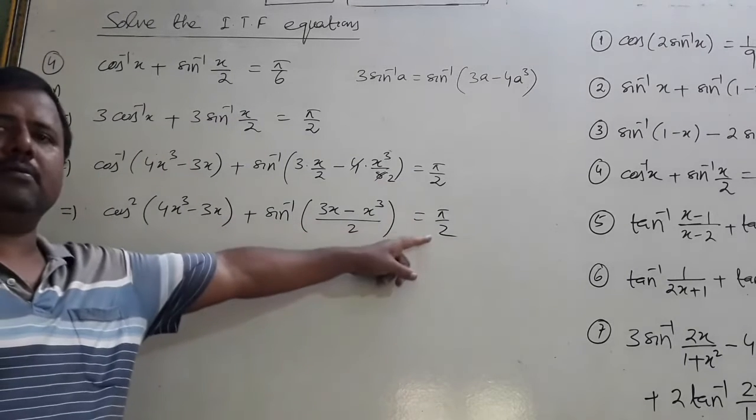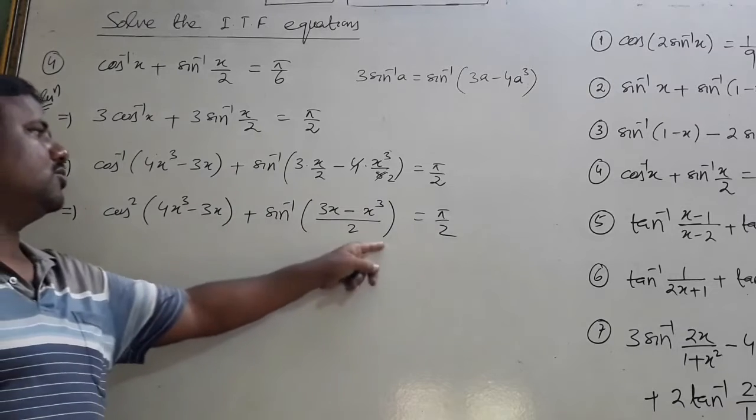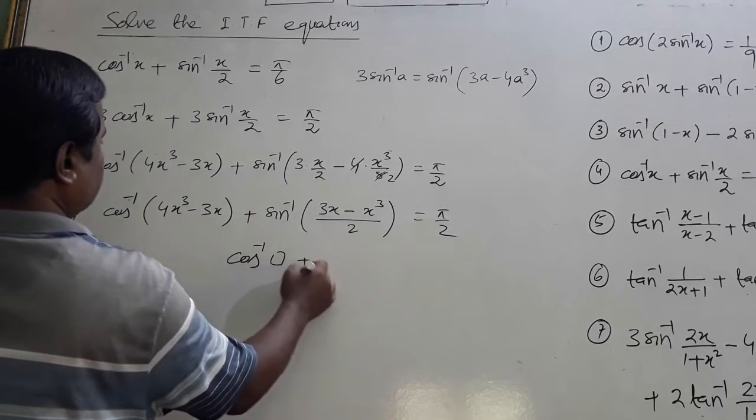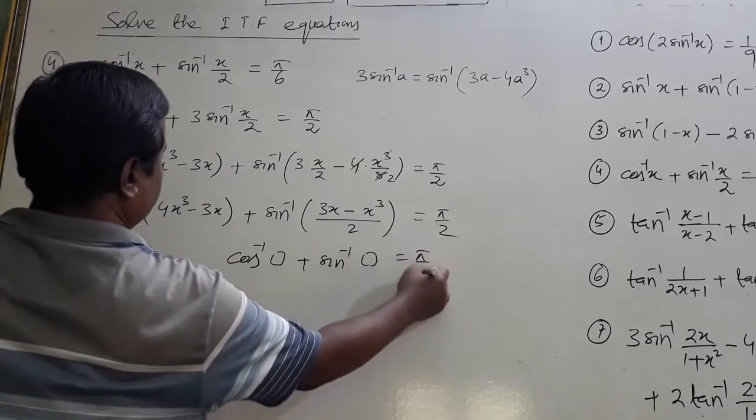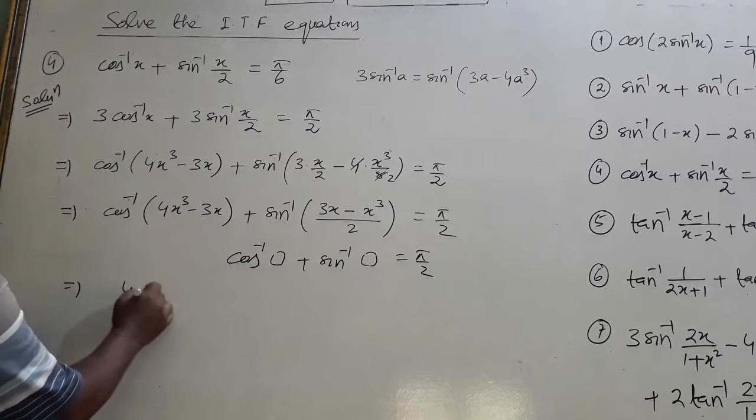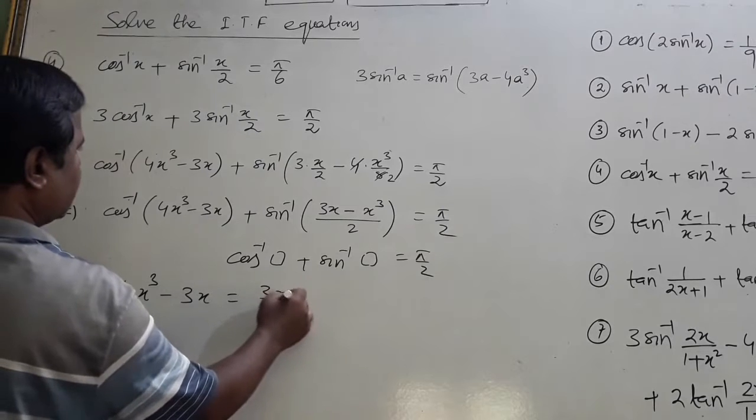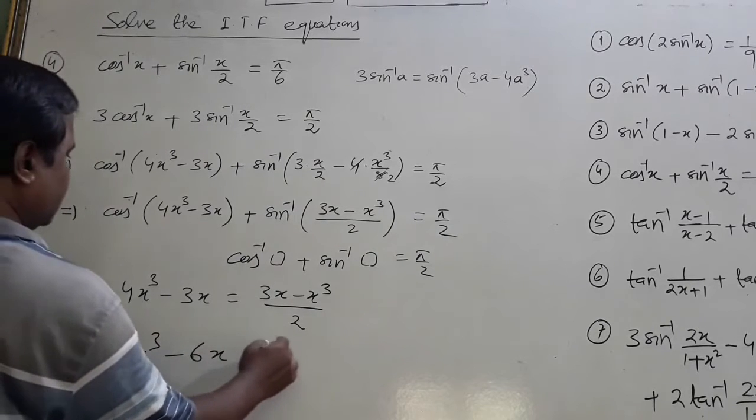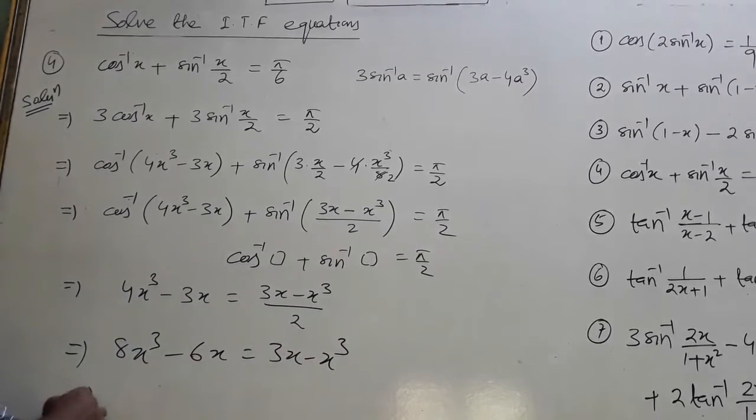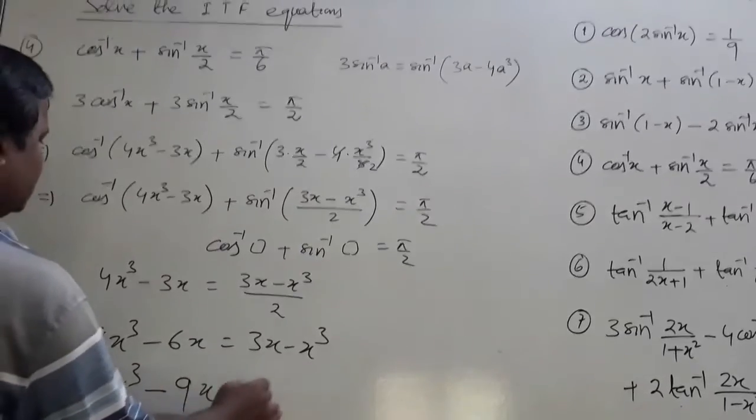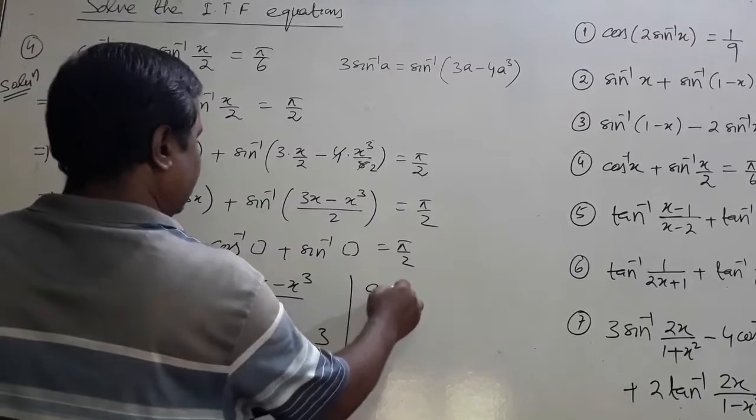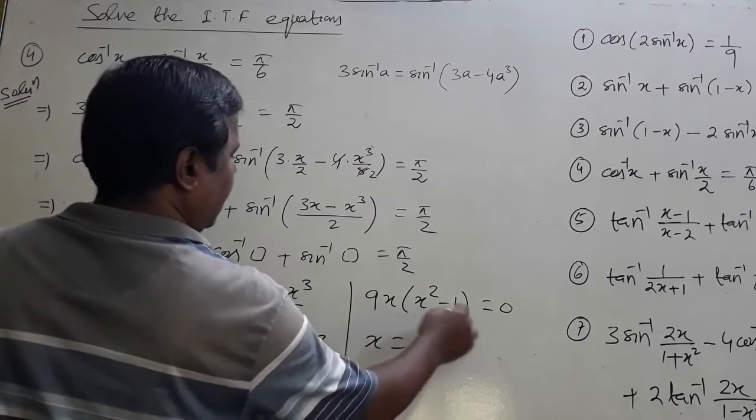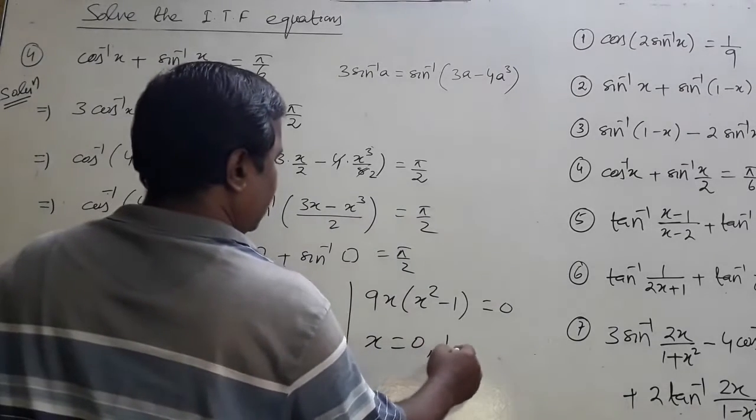Look at the result, it is pi by 2. Cos inverse jitna plus sin inverse utna is equal to pi by 2, you know. Then both things are equal. So 4x cube minus 3x is equal to 3x minus x cube by 2. Multiplying, it becomes 8x cube minus 6x is equal to 3x minus x cube. Bringing to one side, it becomes 9x cube minus 9x is equal to 0. If you take common, it becomes 9x into x square minus 1 equal to 0. Then x is equal to 0, and for x square minus 1 equal to 0, x is equal to 1 and another.